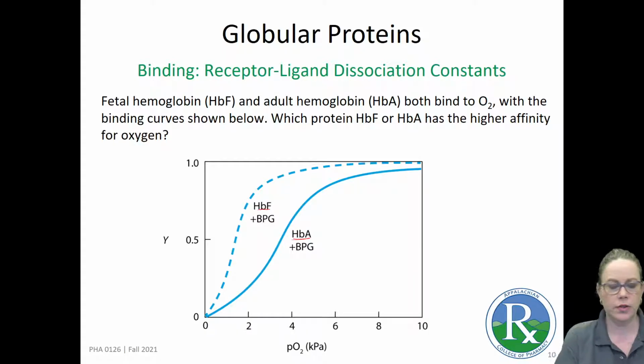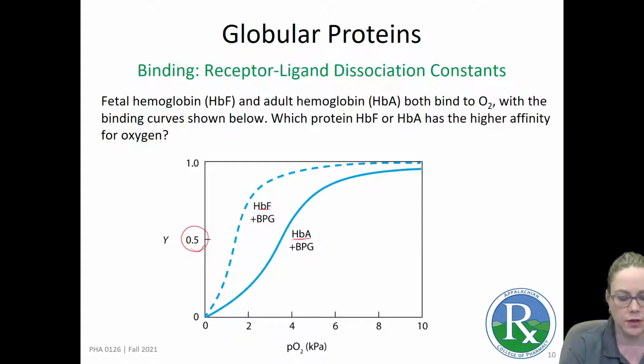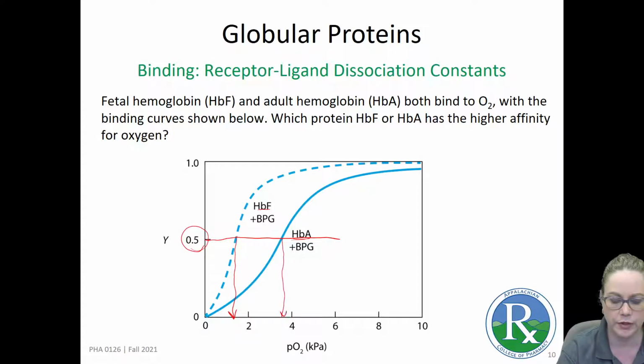Again, to do that, we want to find out what ligand concentration, so what PO2 concentration, is going to give us 50% occupancy of our binding sites. So we take that, let's draw it straight across. That's our 50% line. We're going to drop down for fetal hemoglobin, where it crosses, and drop down for the adult.